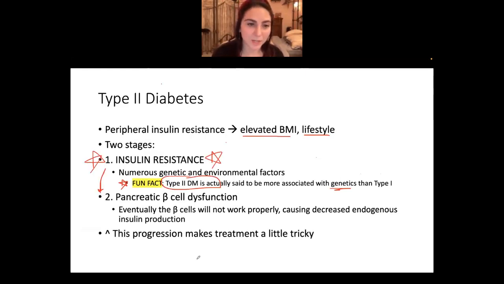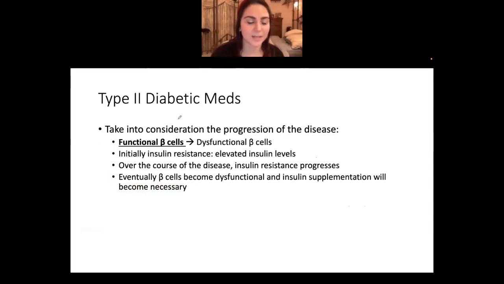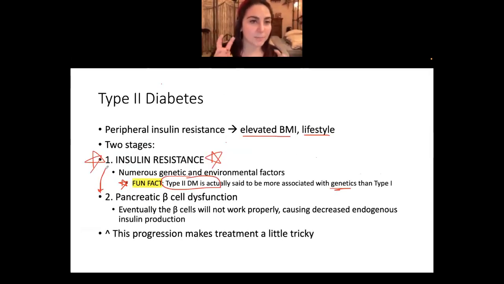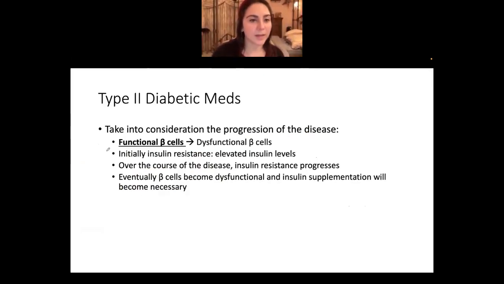But what I wanted to mention with the progression making treatment tricky is that all of the type 2 diabetic medications I'm going to mention are for when we're still at this insulin resistance stage, and you can think of this as having functional beta cells. Because once you go to this dysfunctional beta cell level, you don't even make insulin. You have to supplement with insulin as well.